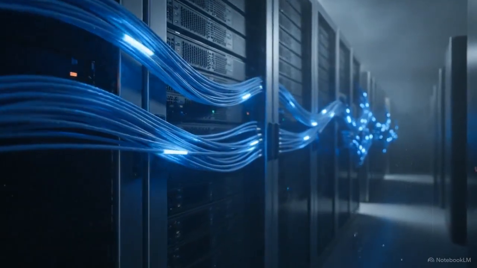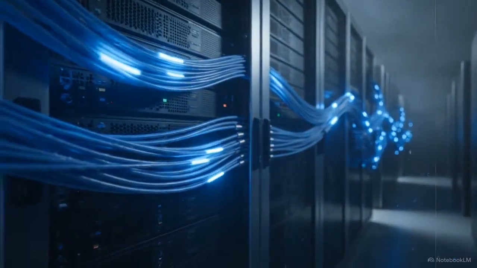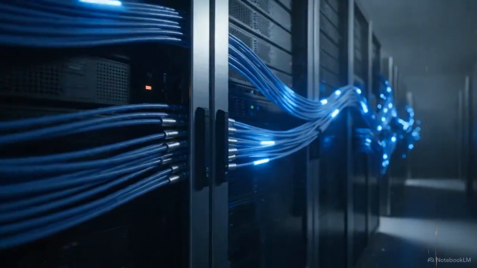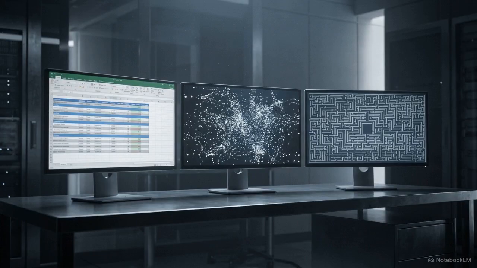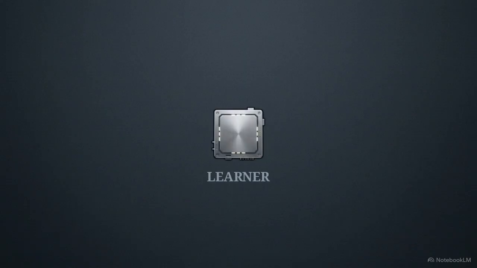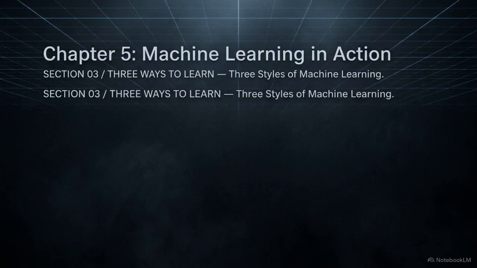We know that machine learning systems rely on examples, and they follow a distinct life cycle to reach a finished model. But not all of these systems learn in the same way. The difference between them comes down to one question: what kind of feedback does the learner actually get? This brings us to Chapter 5, Section 3.